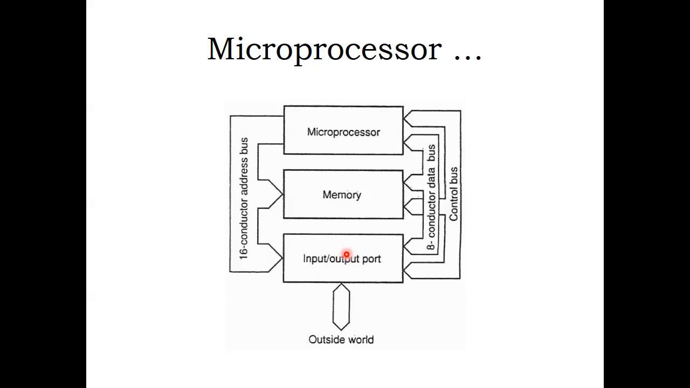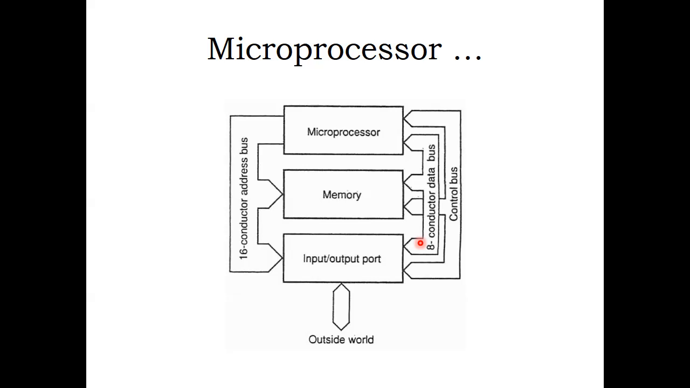What the microprocessor does is simultaneously communicate with the memories and with the input-output devices. It also sends the instructions through buses. Now, a bus means some connections. If there is, for example, an 8-conductor data bus, that means there are 8 parallel lines of connection.